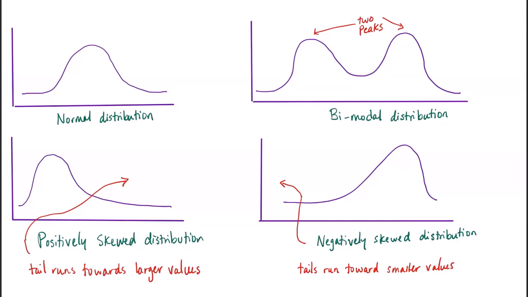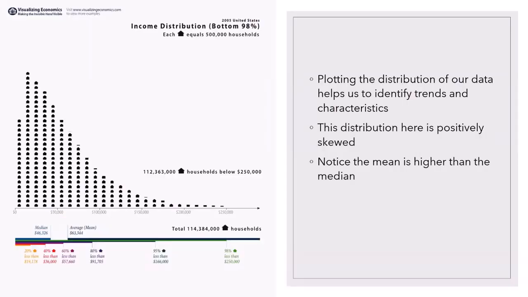Conversely, your data falls in a negatively skewed distribution if the tail runs towards the smaller values or negative values, and most of the values are up towards the larger values, as seen in the bottom right-hand corner of the slide. So plotting the distribution of our data is helpful because it lets us identify trends and characteristics in the data. You don't need to hand in a distribution of your data, but if you're familiar with a way in which to generate one, it would be a good idea to do so once you have your simulated data.